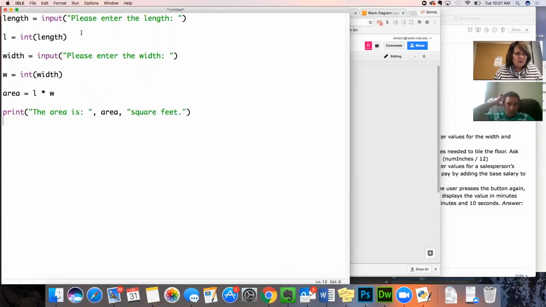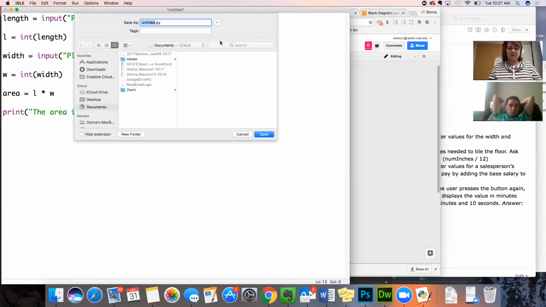Okay, so this is that first problem of figuring the area. What Brandon did is he used the length and width when asking the user for it, but then it has to be converted to a number. So he had an intermediary temporary holding for his variables. And then area equals L times W. So the area is area square feet. So let's run it and see what happens.